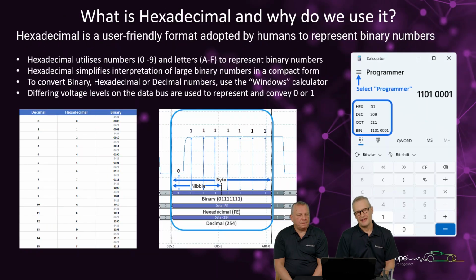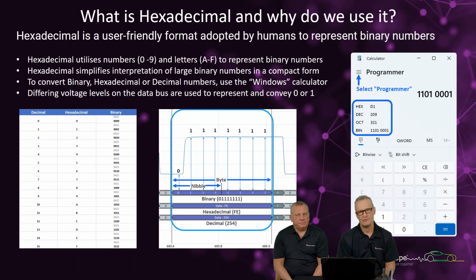So from binary then to hexadecimal, and why do we use it? It's a user-friendly format and it's adopted by humans to represent binary numbers. The bottom line here is imagine trying to read a huge binary number. It's just ones and zeros. It is very easy to get lost in all of that. So we use a different format to represent that. And when you start working with decoders, you will see that hex just works well.